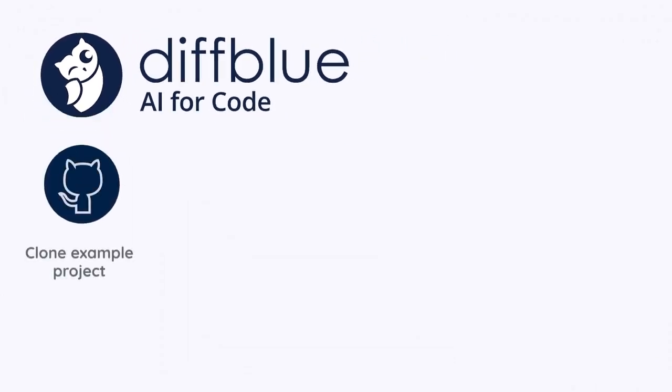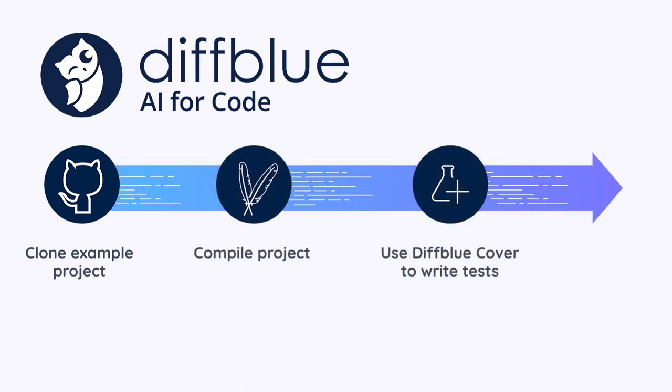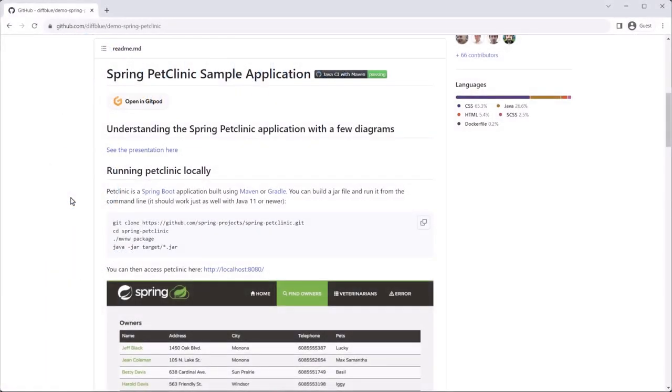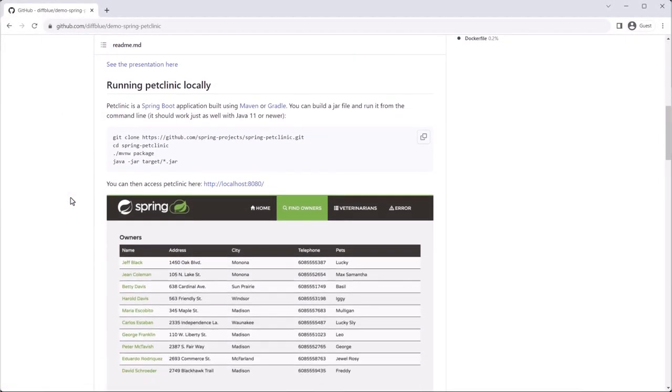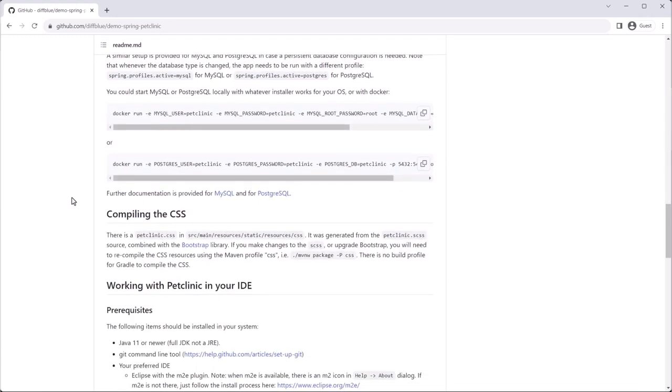There are 3 key steps in this demo. We'll clone an example project, compile the project, and then write some tests. First, we'll clone the example project. We're going to make use of Spring Pet Clinic to show Diffblue Cover at work. First, we'll clone the project from the Diffblue Git repo. Note that the repo URL is also provided in the YouTube video description.